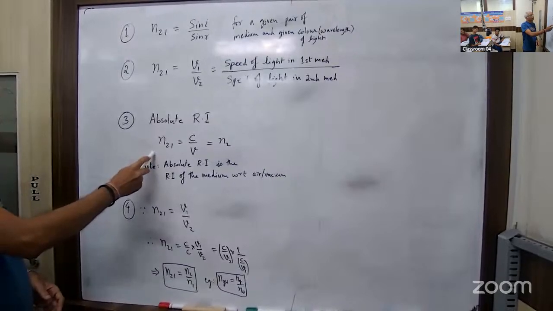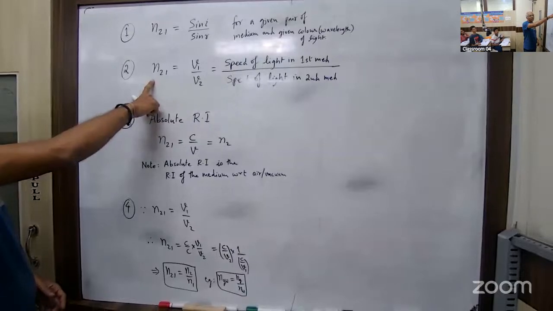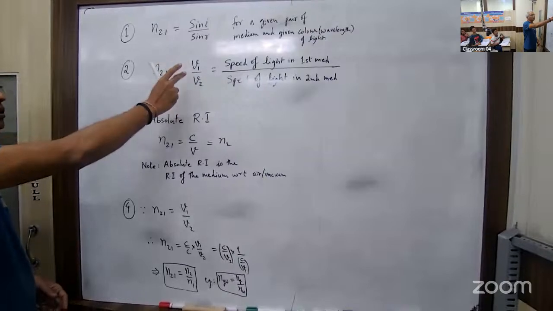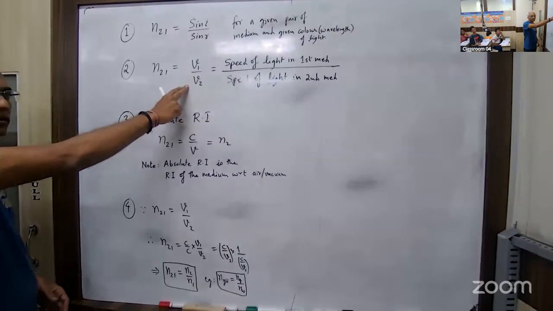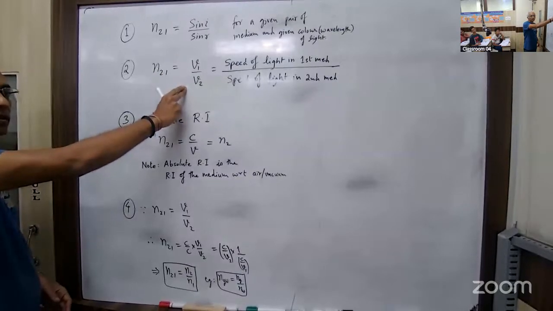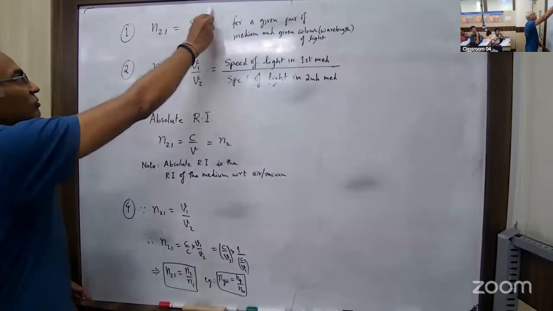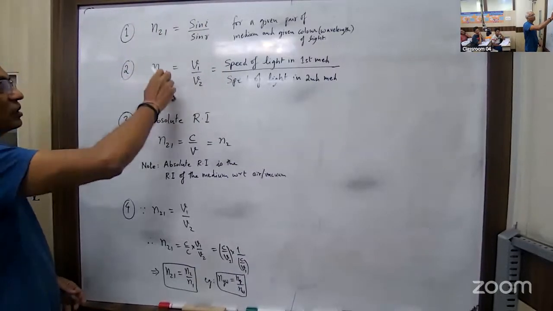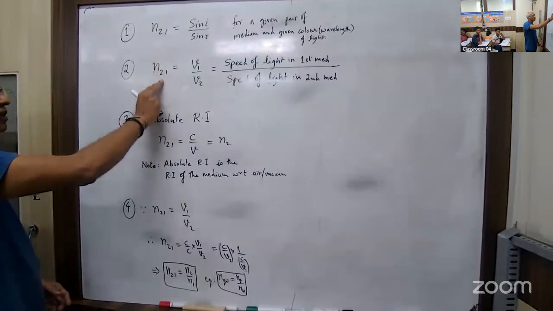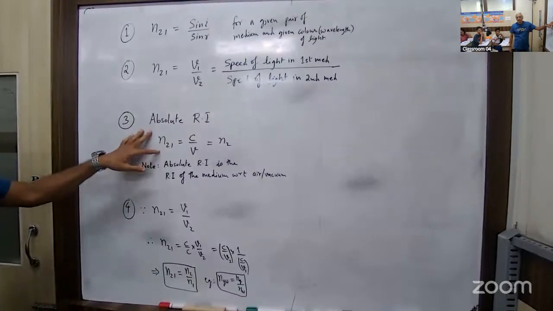First, this definition. Refractive index is also defined as the ratio of speed of light in the first medium, which is the incident medium, to the speed of light in the refracting medium, the second medium. Correct? This definition understood? So for a pair of media, once we have found this, it can be experimentally verified. Having understood this, now we have defined what is absolute refractive index.